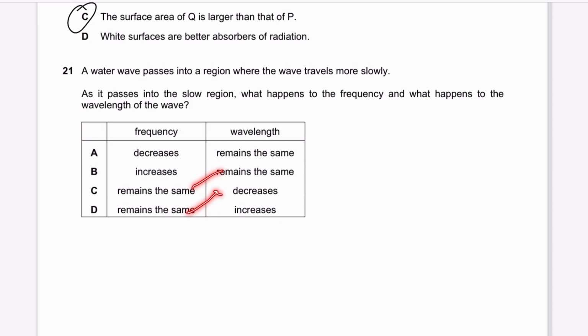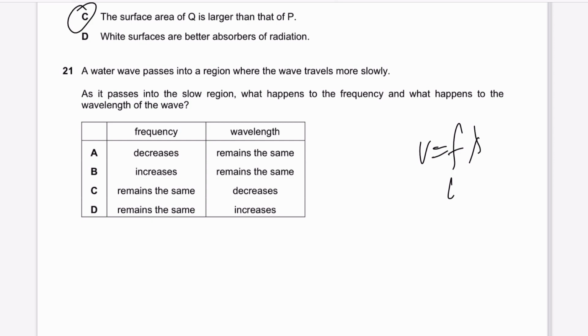The wavelength. Now let's just, what is our formula? V is equals to F lambda. If that remains constant and the speed decreases, what happens to the wavelength? It increases. The frequency remains the same. So the answer, wavelength, if the frequency is constant and the velocity, what happens to the velocity?